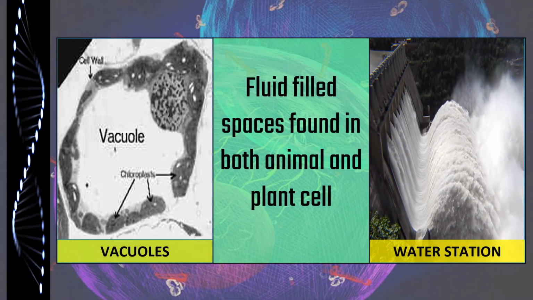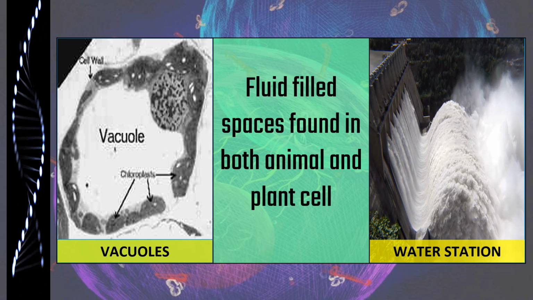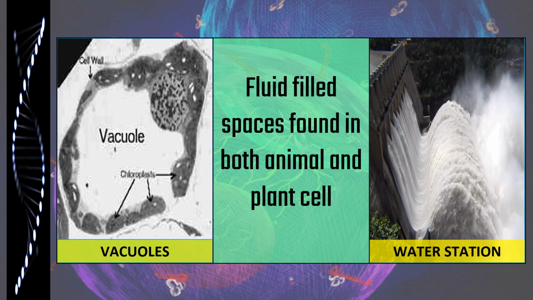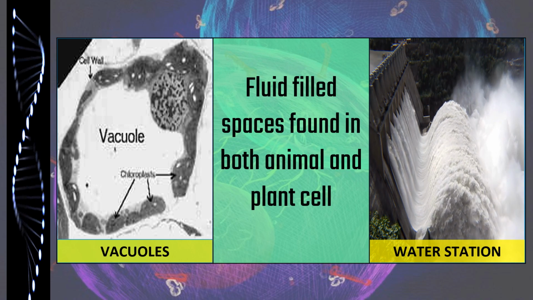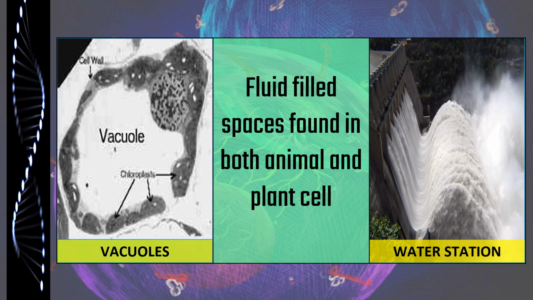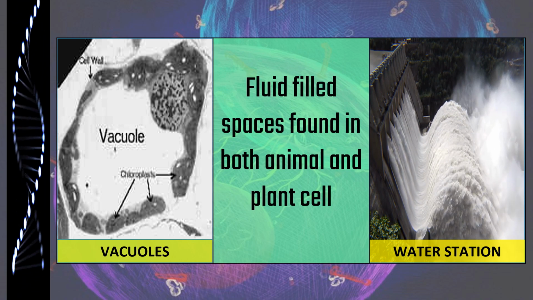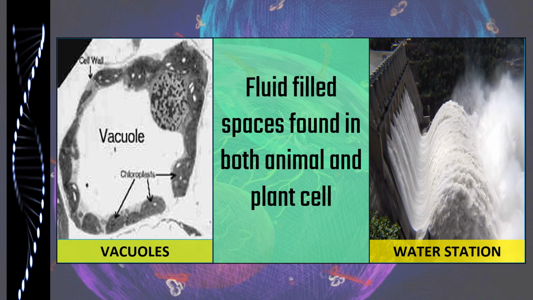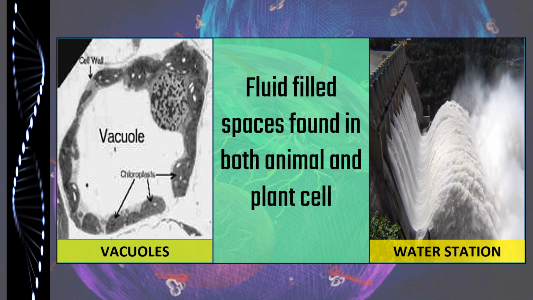The cell's water provider, the vacuoles. These are fluid-filled spaces found in both animal and plant cells. They are like water stations that supply most of the water needed for processes inside the cell. They are bigger in plant cells, which contain mainly water and some mineral ions needed for photosynthesis. They are formed by the joining of many small vesicles and do not have a specific shape.